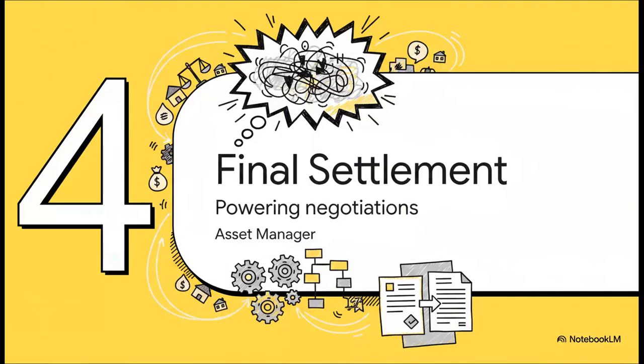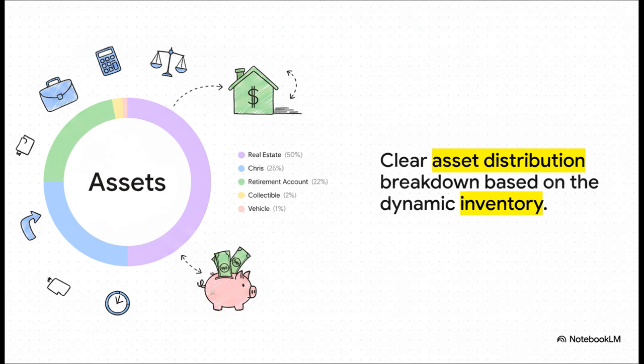All right, we've made it to Section 4, powering the final settlement. This is where all that data entry pays off big time. Instantly, the dashboard takes all those raw numbers you've been meticulously entering and generates these gorgeous high-level breakdowns. You're not just staring at a wall of spreadsheet text anymore. You get this crystal-clear donut chart showing exactly where the value is sitting.